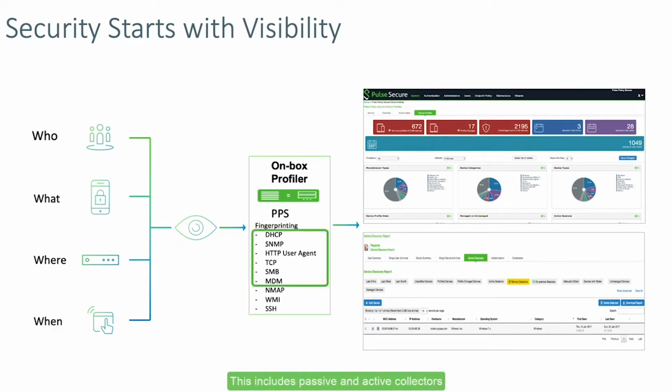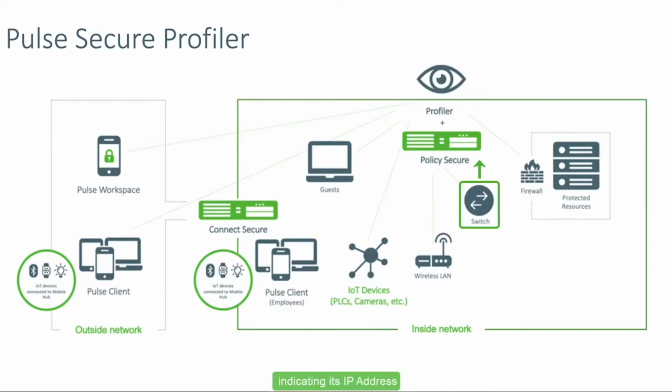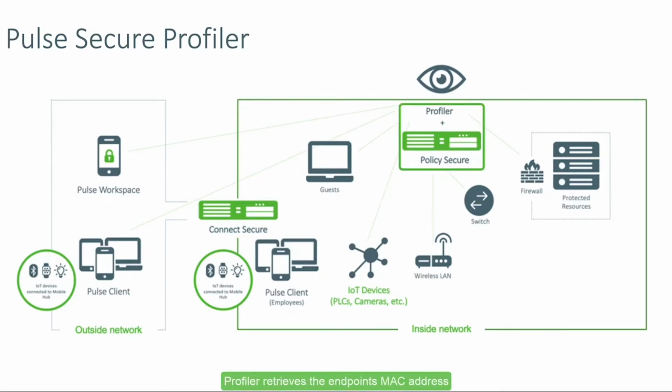This includes both passive and active collectors. For example, passive methods could include SNMP, DHCP, and SPAN. Often these methods initiate the discovery of new devices. For instance, as endpoint access occurs, the network access device will send a trap indicating its IP address and the port or SSID being accessed by the endpoint. Profiler then retrieves the endpoint MAC address from the network access device. It can then correlate the MAC address with ARP table information to determine the endpoint's IP address.